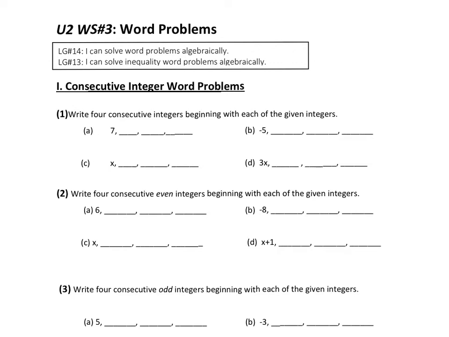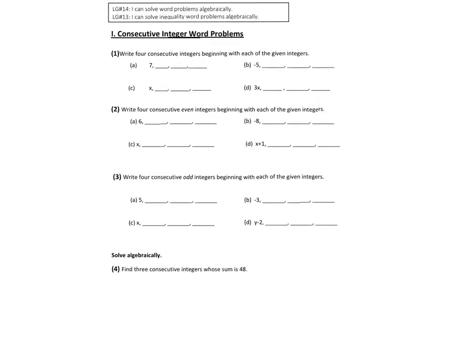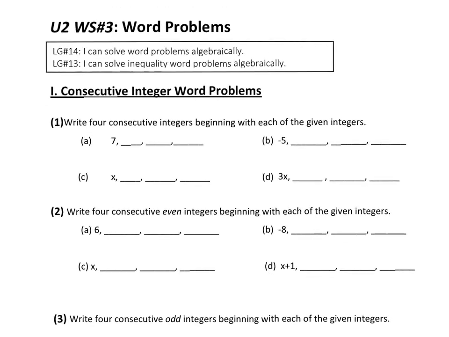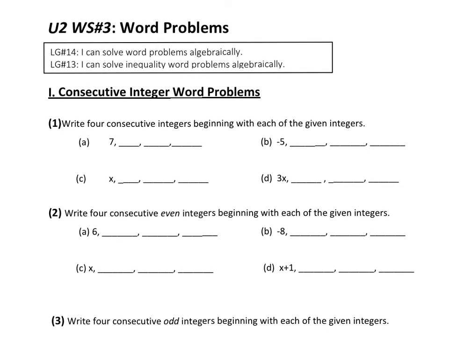We're going to go through a few different types of word problems that you might see. You need your Unit 2 packet, and we are on page 13. So number 1, we're first going to talk about consecutive integer word problems. Think of consecutive as what is coming next continuously.